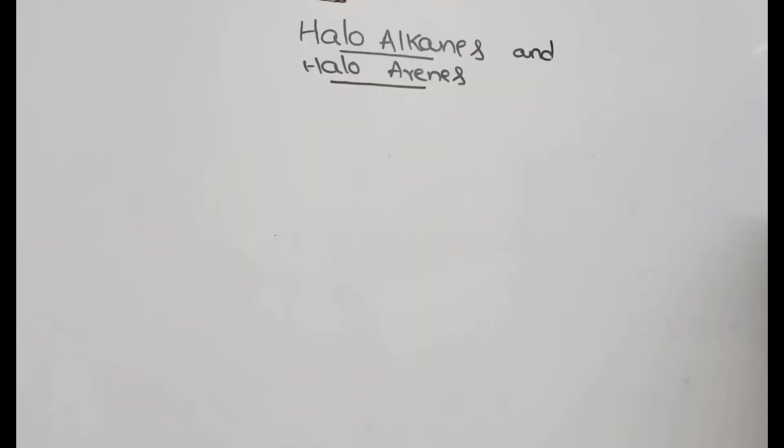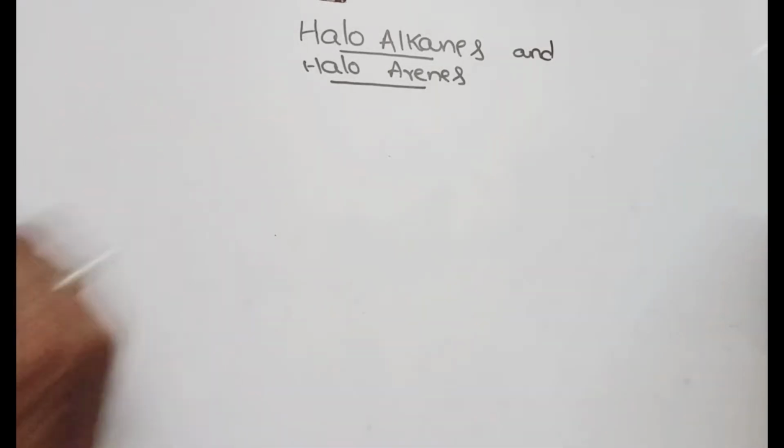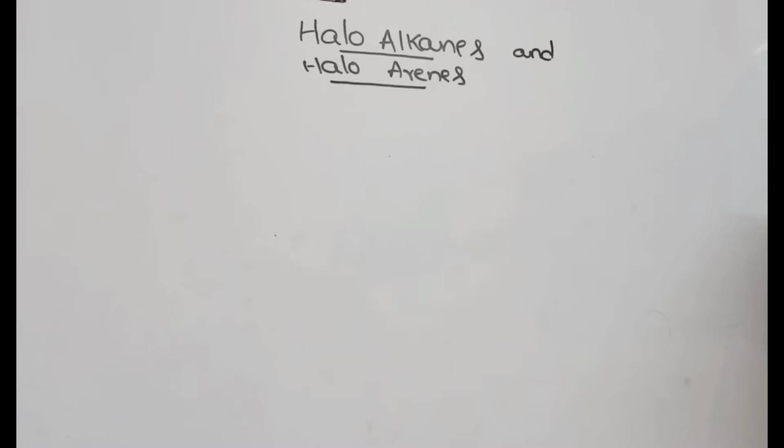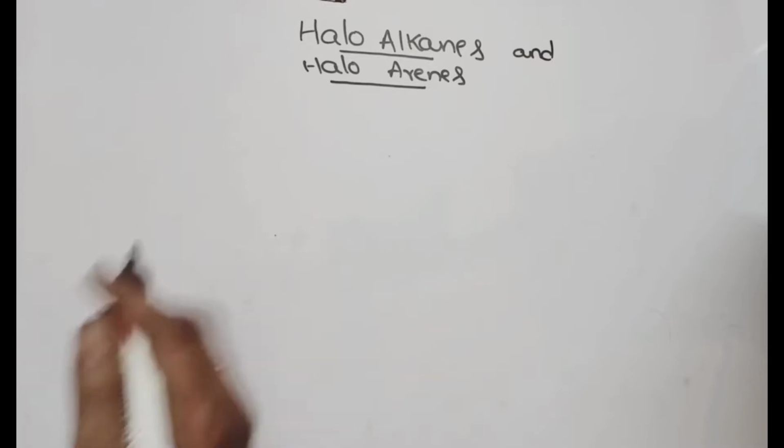Students, haloalkanes and haloarenes. What are haloalkanes? Hydrocarbons which consist of halogen as the functional group are known as haloalkanes. Hydrocarbons like alkane, alkene, alkyne, benzene. Hydrocarbons which consist of halogen as the functional group are known as haloalkanes and haloarenes.